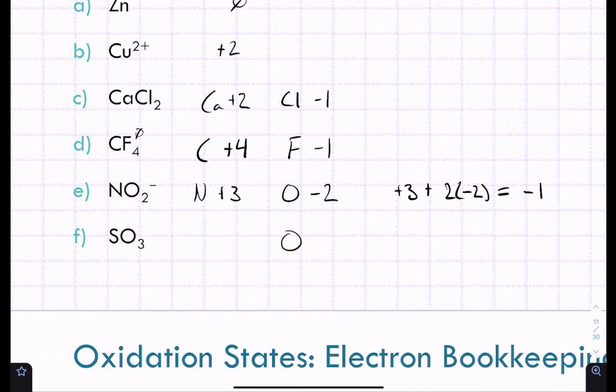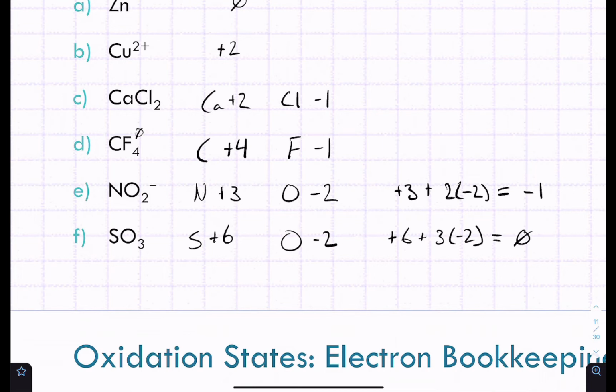Yep, oxygen's still -2. So sulfur has to be, there's 3 oxygens, so sulfur has to be +6. Because if we have 3 times -2, that's going to be -6. So we have to add that to a +6 to equal 0 because there's no charge on the overall atom.